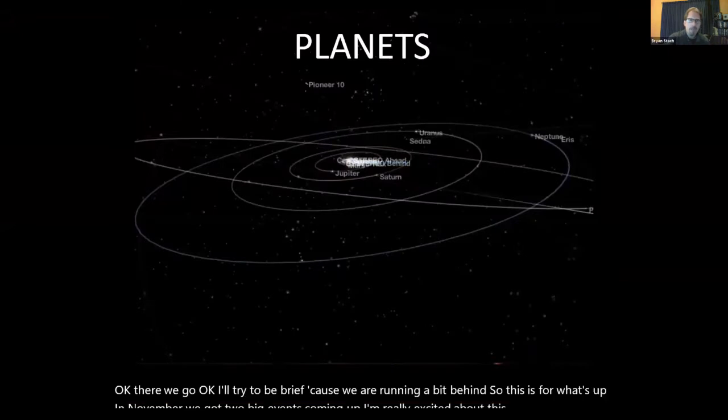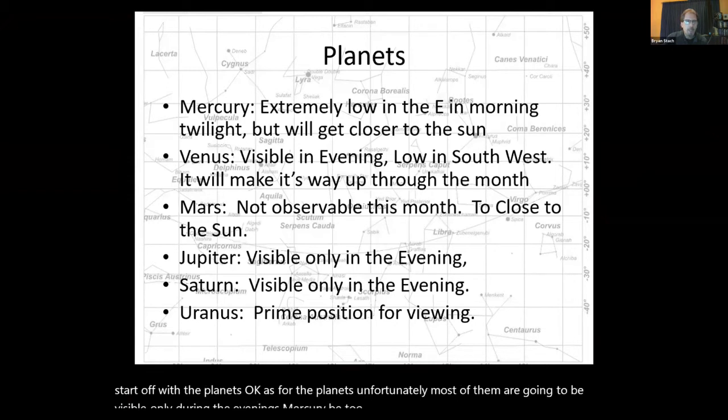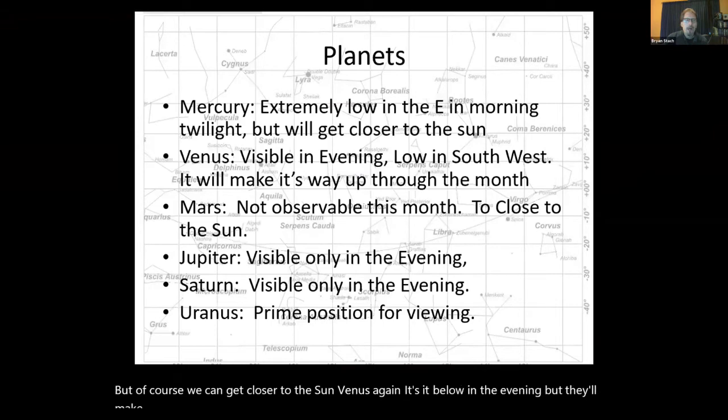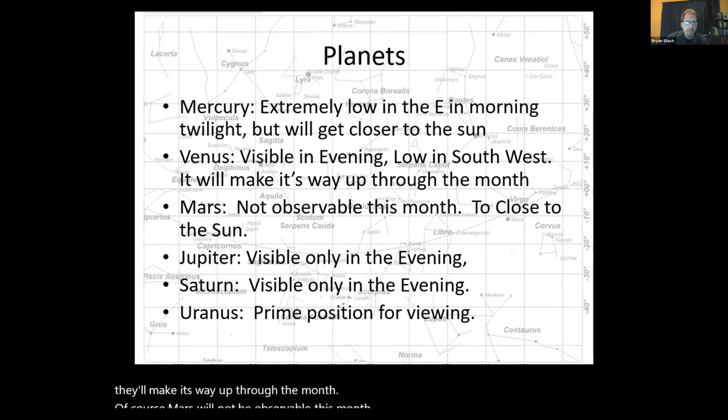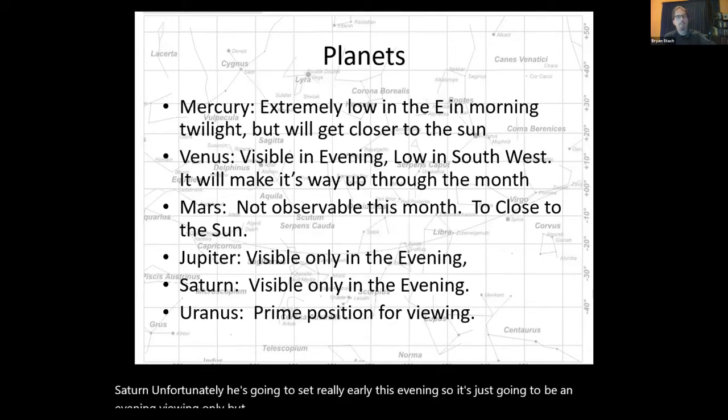We're going to start off with the planets. Unfortunately, most of them are going to be visible only during the evenings. Mercury will be too low in the sky in the morning towards the twilight, but of course it will get closer to the sun. Venus will be low in the evening, but it'll make its way up through the month. Mars will not be observable this month because it's too close to the sun. Jupiter and Saturn are going to set really early in the evening, so it's evening viewing only. But Uranus is going to be prime viewing this month because of its location.